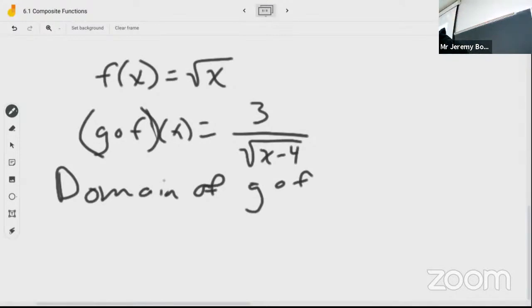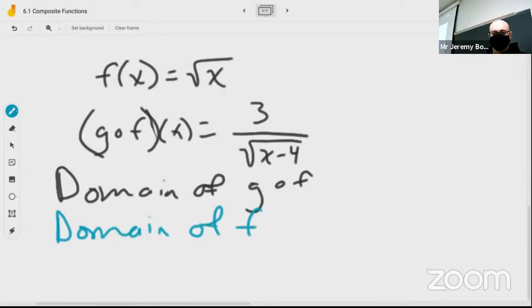What are we going to look at first? The square root of x minus 4. No, remember? We were looking at the square root of f first. Yeah, you want to look at the domain of the inner function, which in this case is f. So I want to find the domain of the square root of x, which is going to be what? X is greater than or equal to 0.